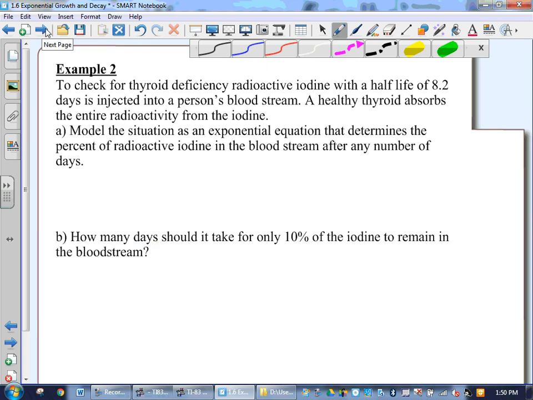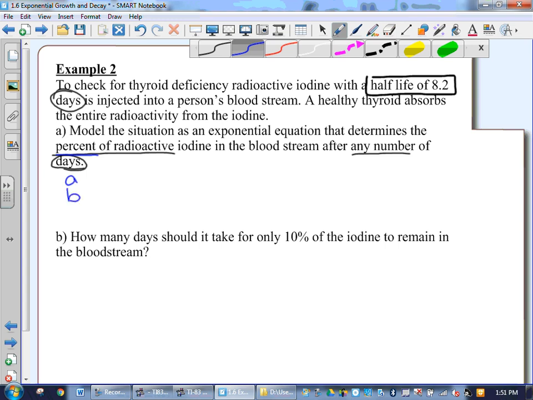Example number 2. To check for thyroid deficiency, radioactive iodine with a half-life of 8.2 days is injected into a person's bloodstream. A healthy thyroid absorbs the entire radioactivity from the iodine. Model this situation as an exponential equation that determines the percent of radioactive iodine in the bloodstream after any number of days. So here I have days, this is good. Okay? So if I just start, I'm not going to worry about this percent yet. I'm just going to think about what I'm given.